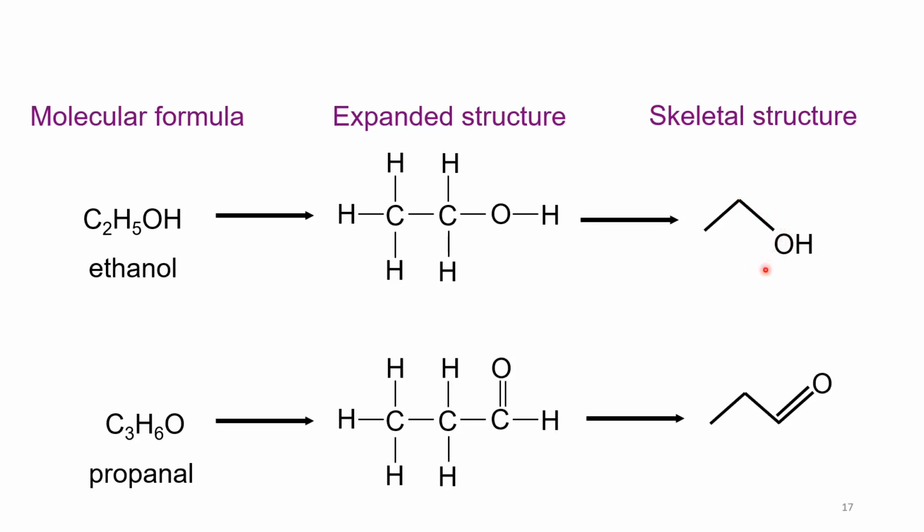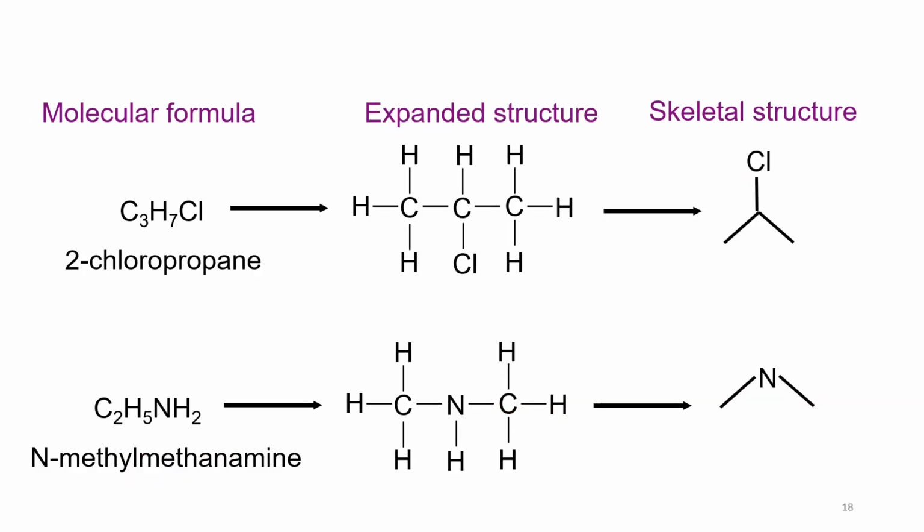Right, so this is the skeletal structure for ethanol. The next one is propanol. Propanol: CH3 is the first carbon, CH3 the second carbon, CH2, and this carbon is attached to one hydrogen atom and has a double bond with oxygen. Alright, so this is the skeletal structure for propanol.